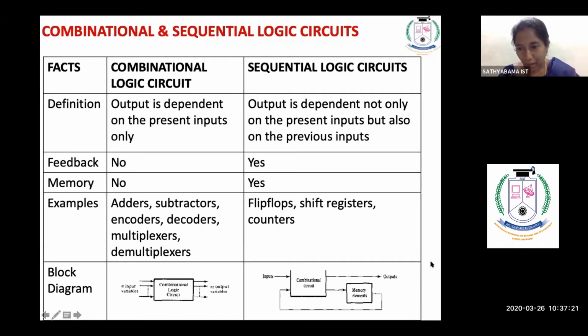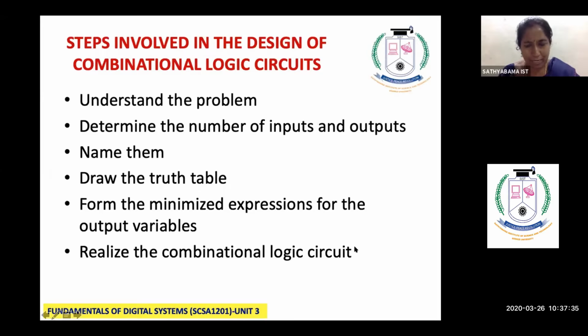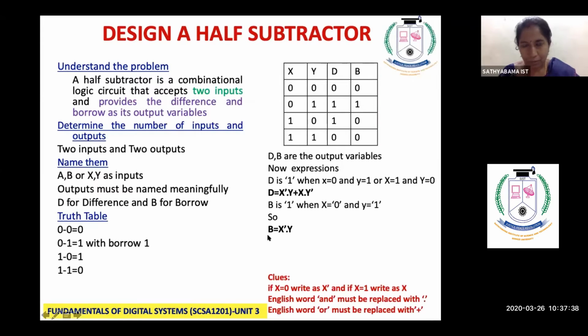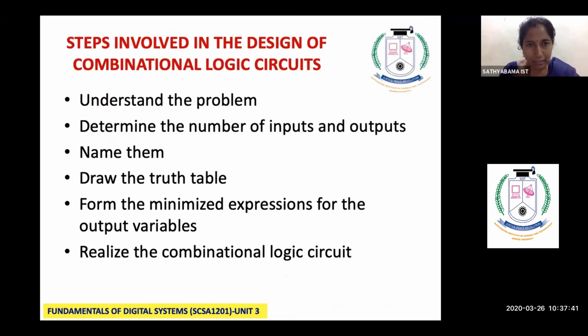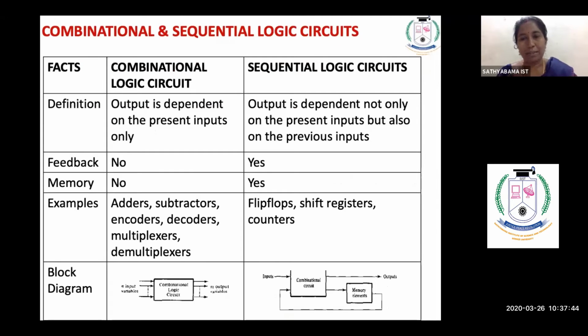And what we mean by a combinational logic circuit is that the output is dependent only on the present input. Whereas we have a sequential logic circuit, in which the output is dependent not only on the present input, but also on the previous inputs. So I am repeating: a combinational logic circuit is one in which the output is dependent only on the present input, whereas a sequential logic circuit is one in which the output is dependent not only on the present inputs, but also on the previous inputs.